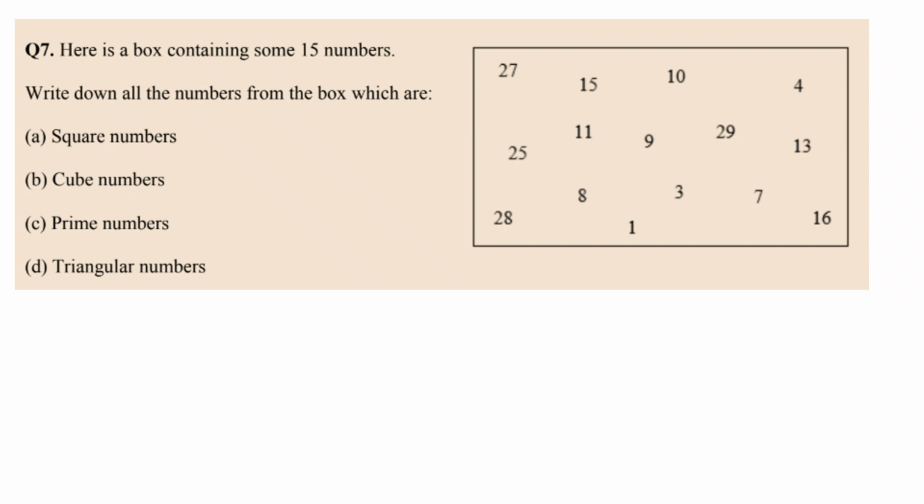Okay, folks, in this question, we are given a box containing 15 numbers. In this first part, Part A, write down all the numbers from the list which are square numbers. A square number is made by multiplying a number by itself once. For example, 1 squared means 1 times 1, which is 1. 2 squared, or 2 to the power of 2, is 2 times 2, which is 4.